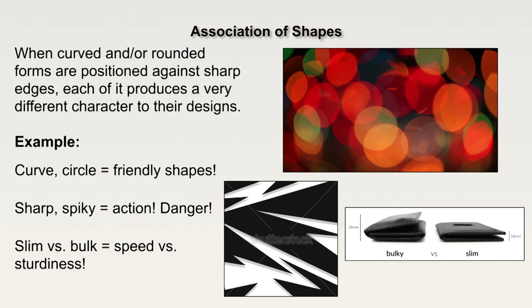Association of shapes. When curved or rounded forms are positioned against sharp edges, each produces a very different character to their designs. For example, curve and circle equal friendly shapes, while sharp and spiky creates action and danger. Slim versus bulk shows speed versus sturdiness.